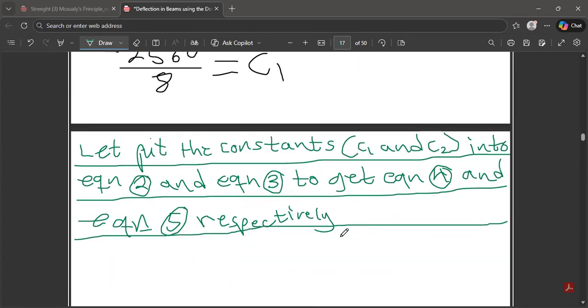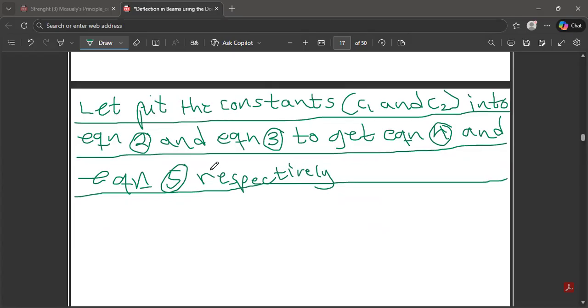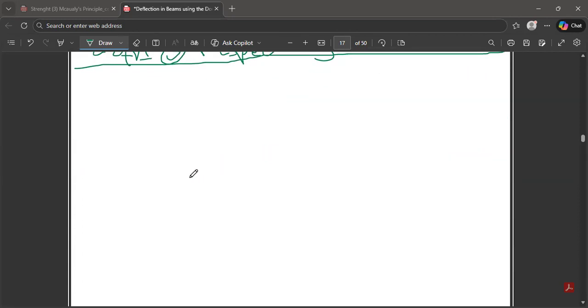So we said let's put the constants C1 and C2 into equation 2 and equation 3 to get equation 4 and 5 respectively. And that implies that you are going to put your C1 into equation 2 to get equation 4, and you're going to put your C2 into equation 3 to get equation 5. As simple as that.